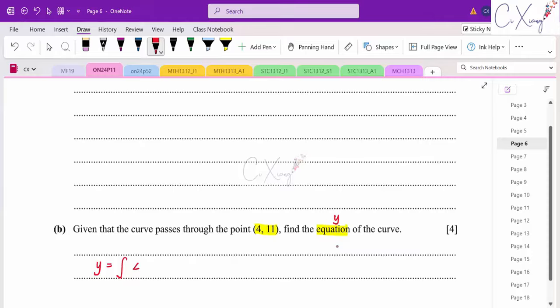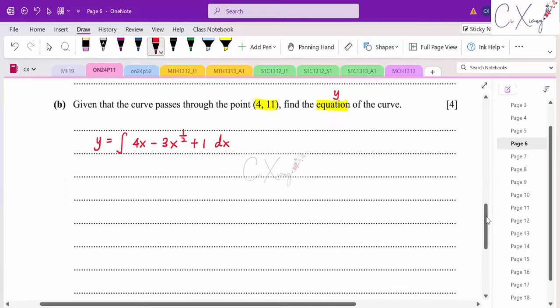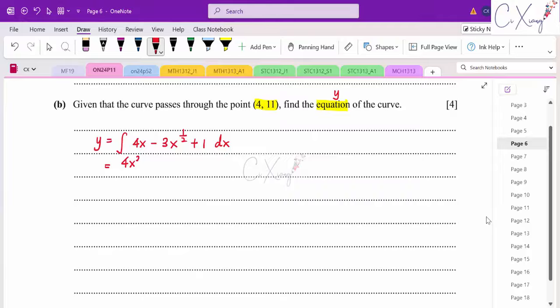So what is the dy dx? In the first part, it is 4x minus 3x power half, then plus 1. Therefore, you have to integrate it to get the equation of the y. Right, so we'll go term by term. 4 is a constant, you just copy. X for the power plus 1. 1 plus 1 become a 2 divided by a new power.